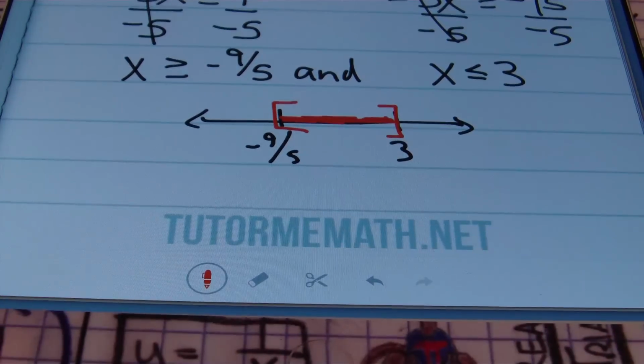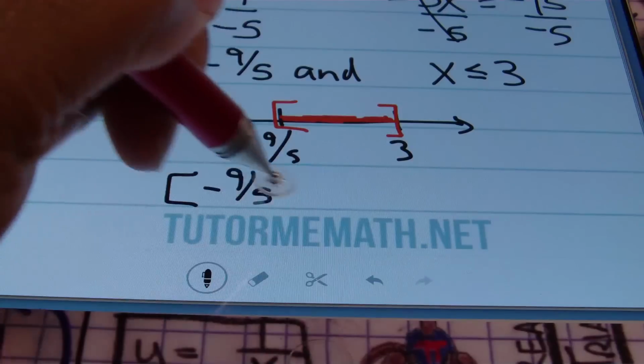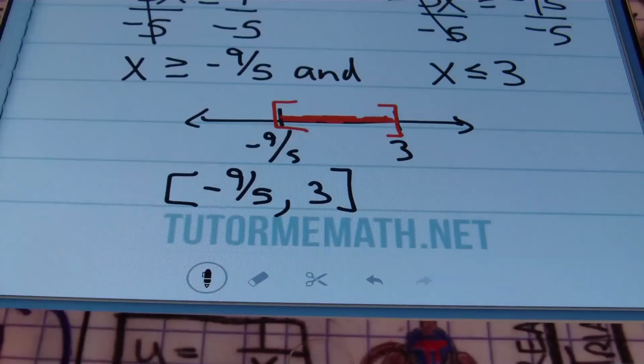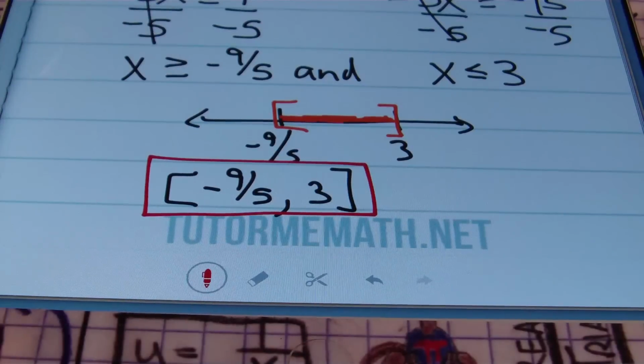So for my interval notation, bracket, negative 9/5, comma, positive 3, bracket, and done. That's my interval notation. That's the solution. Red box it. Red boxing it. Just like that. All right. That's problem number 5, ladies and gentlemen. Let's keep this party moving.